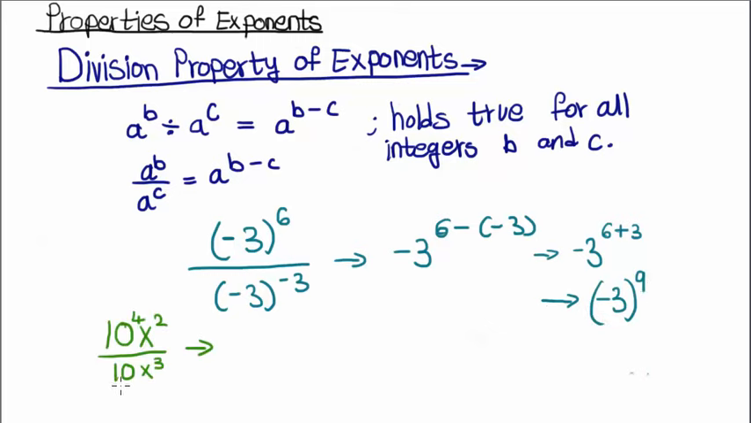In this example over here, I first need to realize that I'm dealing with two different bases. One of the bases is the number 10 and the other base is the variable x. Let's just evaluate the number 10 as the base first. When dealing with the base of number 10, I realize that I have an exponent of the number 4 on the top and only a 1 on the bottom. Therefore, that is the same thing as saying 10 to the power of 4 divided by 10, and that is the same thing as saying 10 to the power of 4 minus 1, and that is the same thing as saying 10 to the power of 3.